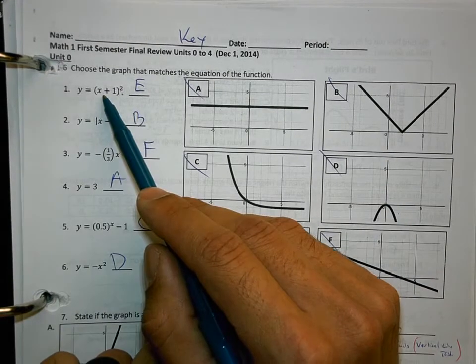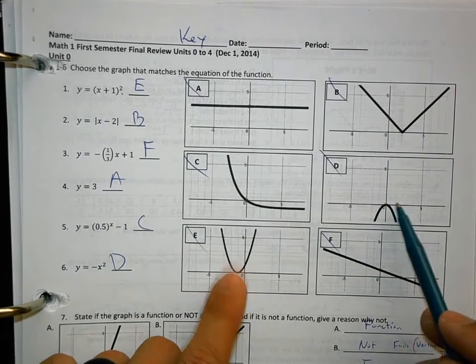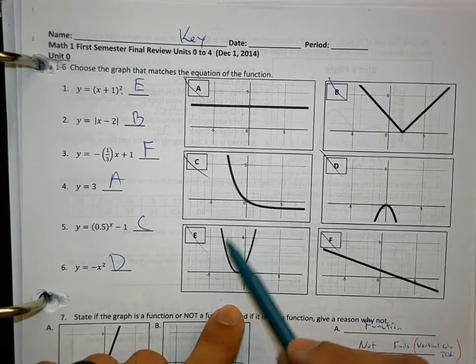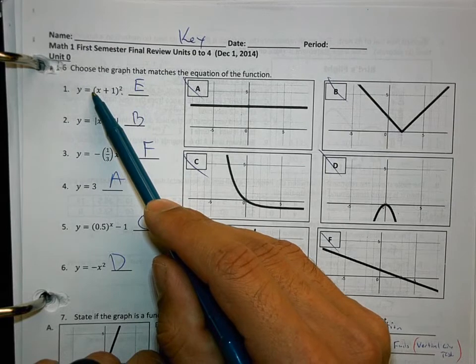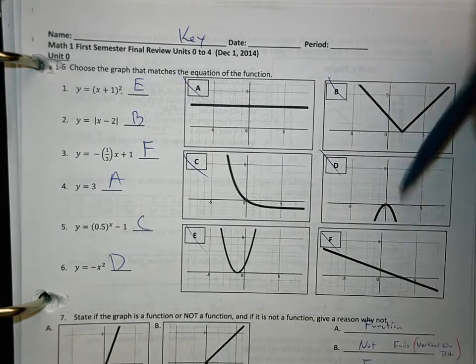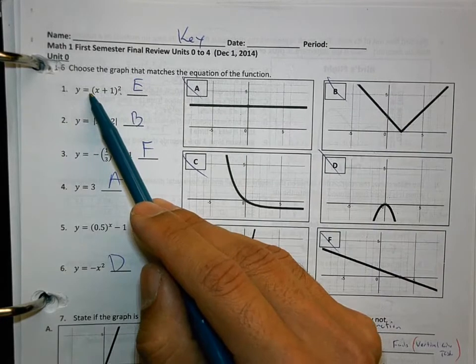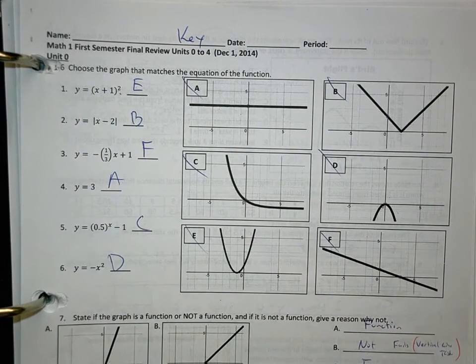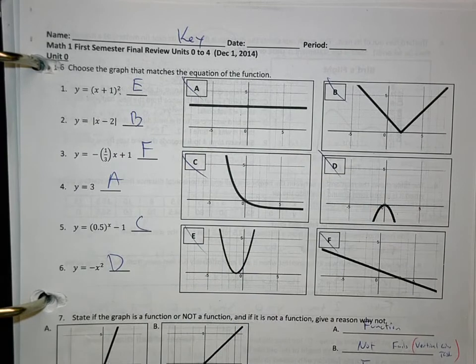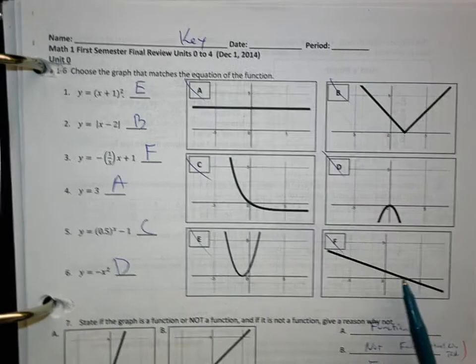This type of equation should make one of these two types of graphs. If it goes upwards in the positive direction, it means that the value in front is positive. If it's going downward, like D is, then there should be a negative in front of this somewhere. The only possible answer number 1 has is E. E is the correct answer.